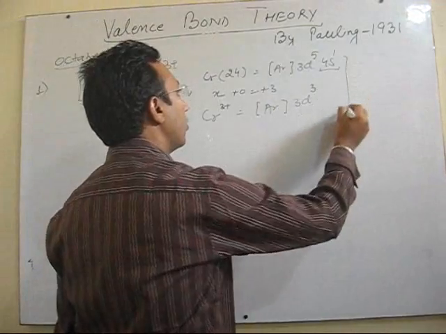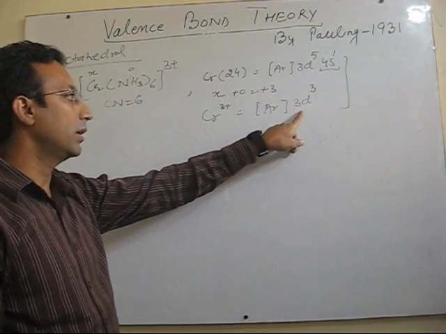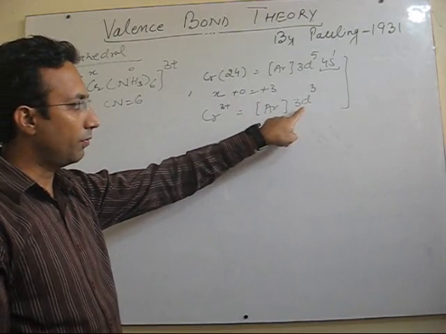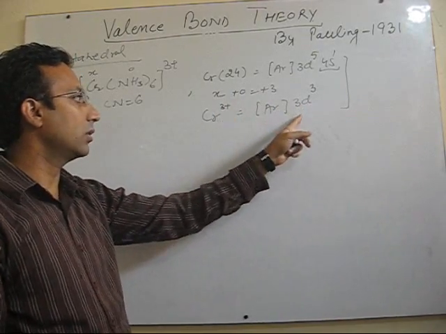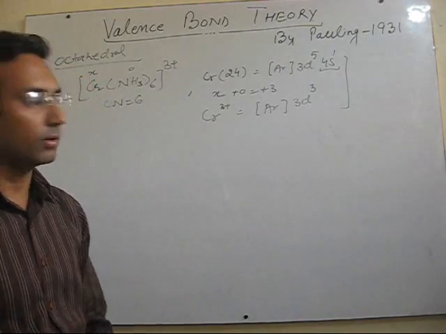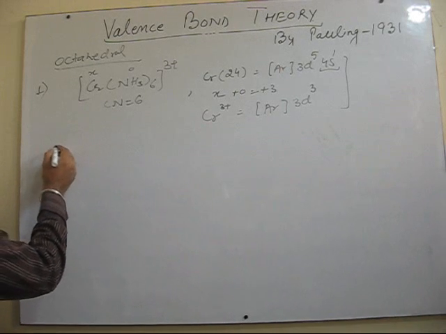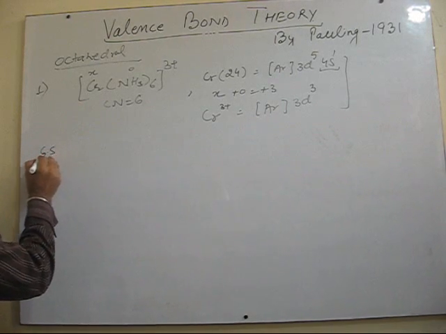Fine. This is the first step, the most important step. If you write a wrong configuration or you calculate a wrong oxidation state, you will not be able to write the correct configuration. If the configuration of that particular ion is not correct, the bonding pattern, magnetic behavior, every calculation will be wrong. Fine. Now, let's start with the first step, that is the ground state.